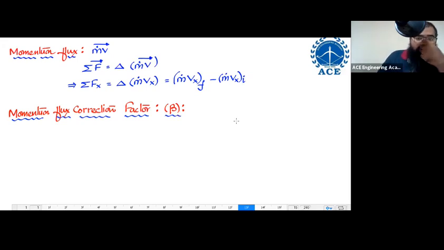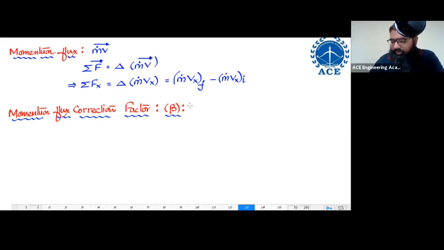What is the reason for this momentum flux correction factor coming in? The reason is the velocity in the equation of momentum flux. Look at my cursor. The velocity in the equation of momentum flux corresponds to the average velocity of flow. If it is the average velocity of flow, whenever you have a non-uniform velocity profile, error will be created. To overcome that error, you are supposed to have the momentum flux correction factor.